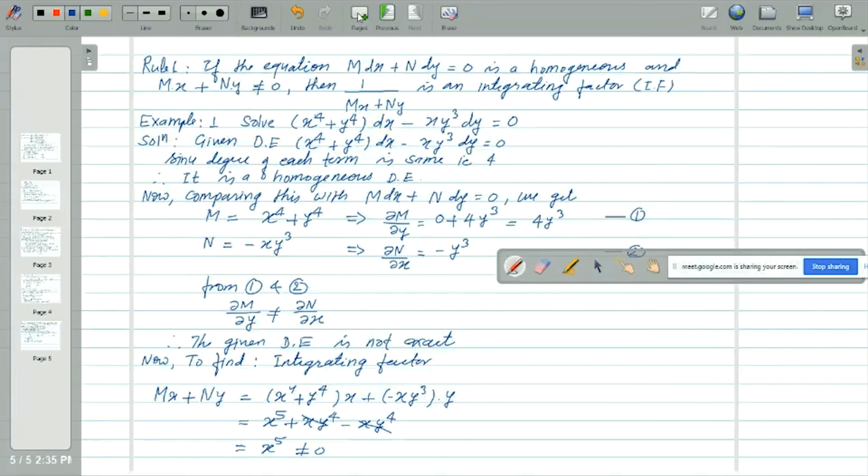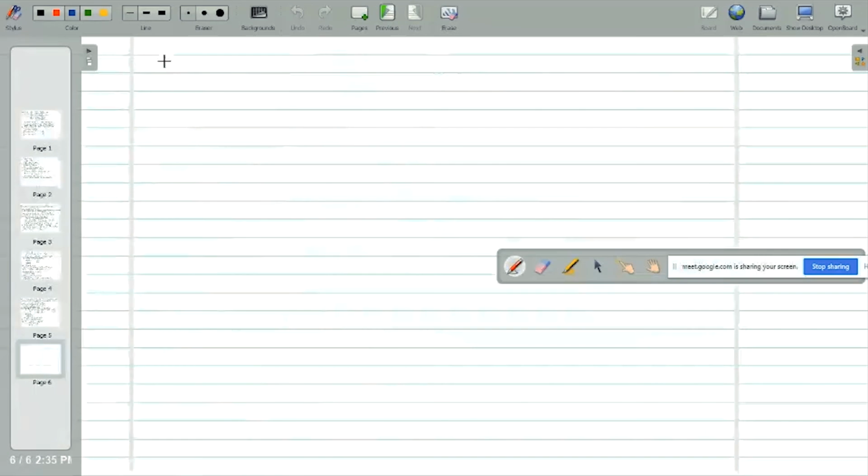Therefore let us move to the next page. Therefore, the integrating factor is equal to 1 upon mx plus ny, and we already found the value of this, equal to 1 upon x raised to 5. So our integrating factor is 1 upon x raised to 5.